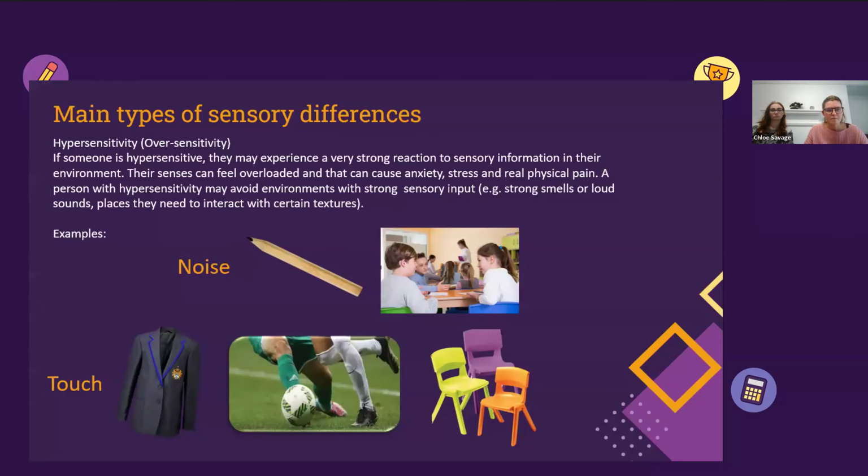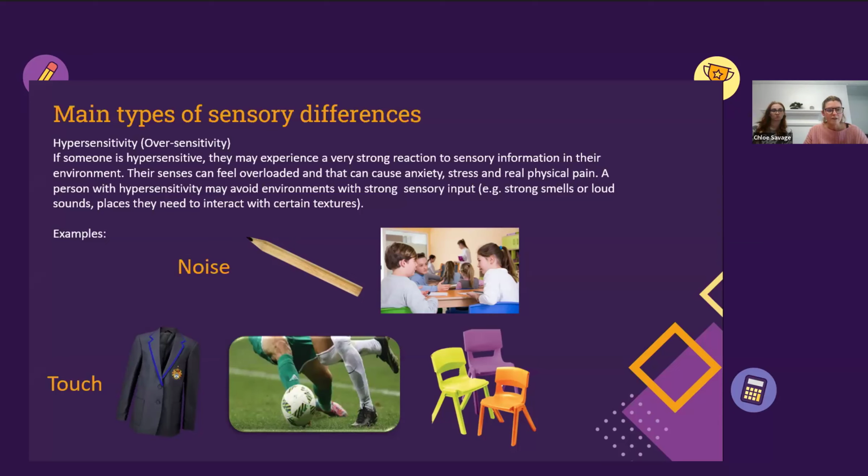So I just want to move on to the main types of sensory differences now. So obviously we just covered the senses themselves, the 5 that we know about already, and the 3 that we don't talk about as much. So now I just want to cover the different types of essentially how these sensory systems can be affected.